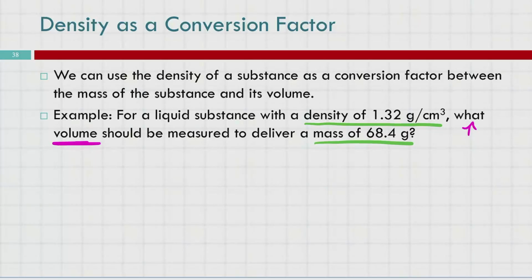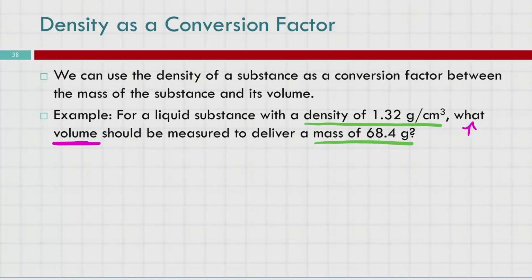Oftentimes with questions that have the wording flipped a little bit like this, where you're given some information at the end, people wrongly assume that we're finding the thing that we're given at the end. That's part of why I talk about we want to look right next to our question word. So we're finding volume. We have both mass and density. We can use those together, using density as a conversion factor to find volume.